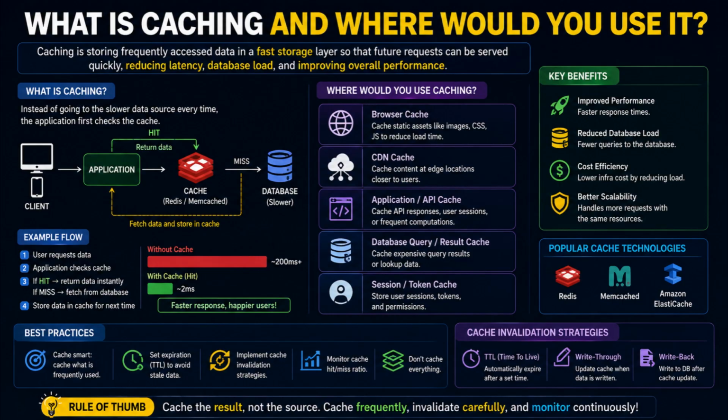Caching can be used in the browser, CDN, application or API layer, database query results, and user sessions. Popular technologies include Redis, Memcached, and Amazon ElastiCache. The key benefits are lower latency, reduced database load, better scalability, and improved performance. Remember, cache frequently, invalidate carefully, and monitor your cache continuously.